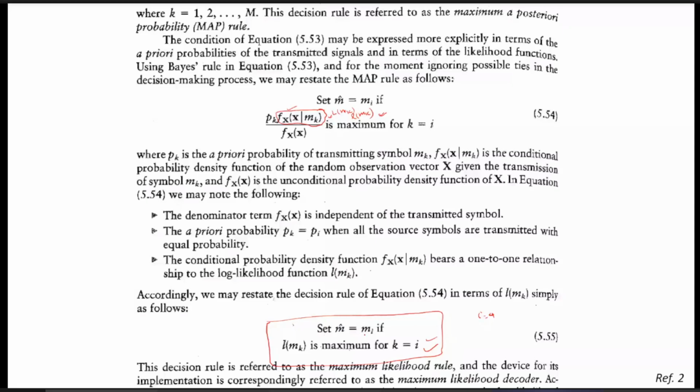This method is called the maximum likelihood rule, and the decoder which performs this decoding is called the maximum likelihood decoder. This is very important. The maximum likelihood decoder simply finds the log likelihood function values and picks the maximum.